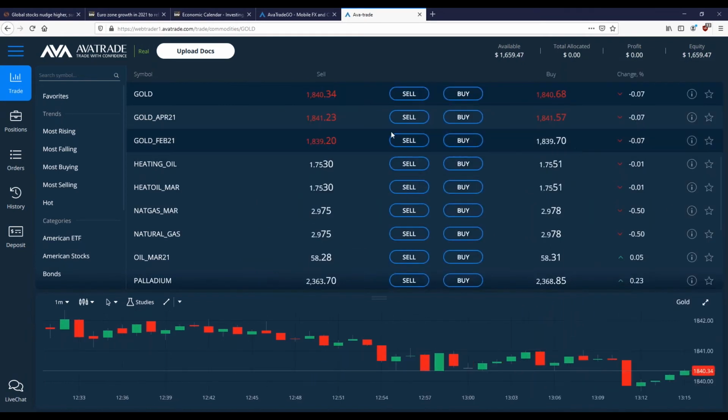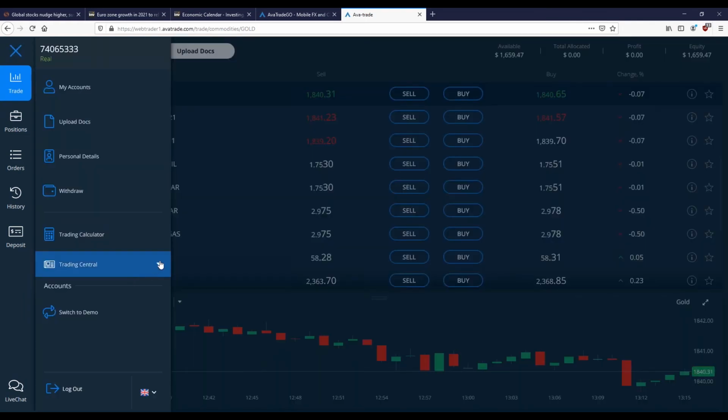Now, fundamentally, how can we use this platform for fundamental analysis? Very simple. All live accounts. If you're working on a demo account, I would say at least put the minimum deposit in so you can have a live account. Then you can use Trading Central.